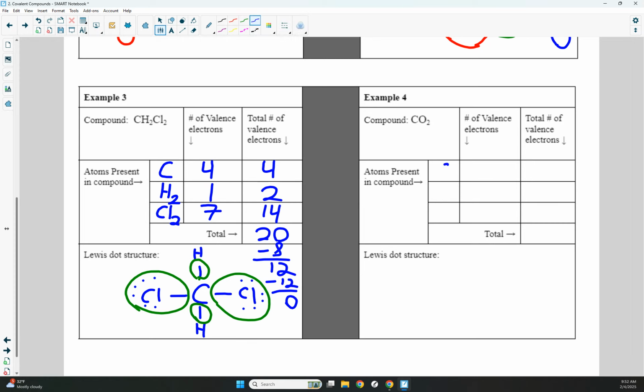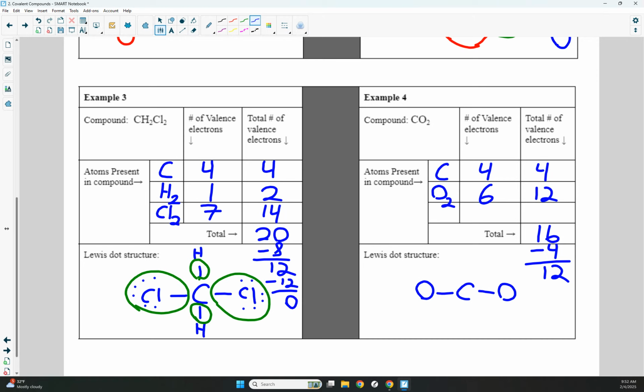Carbon dioxide, CO2, very important and famous molecule. Carbon again has 4 valence electrons. 1 times 4 is 4. Oxygen has 6. 6 times 2 is 12. That gives us a total of 16 valence electrons. Remember, carbon always goes in the middle. And then for step 3, we start with single bonds. Now we have used 4 of our 16 valence electrons. That leaves us with 12.